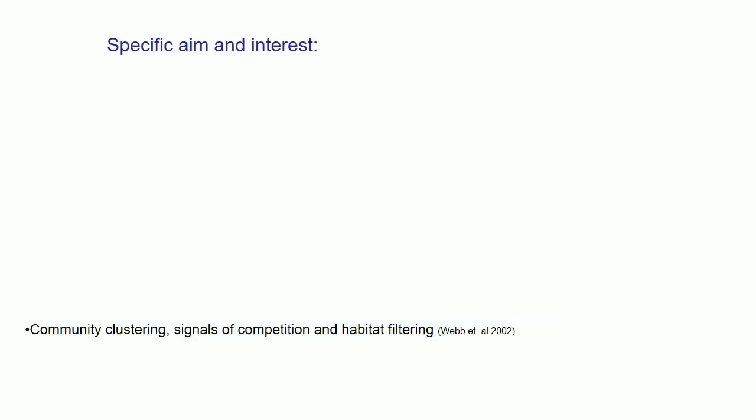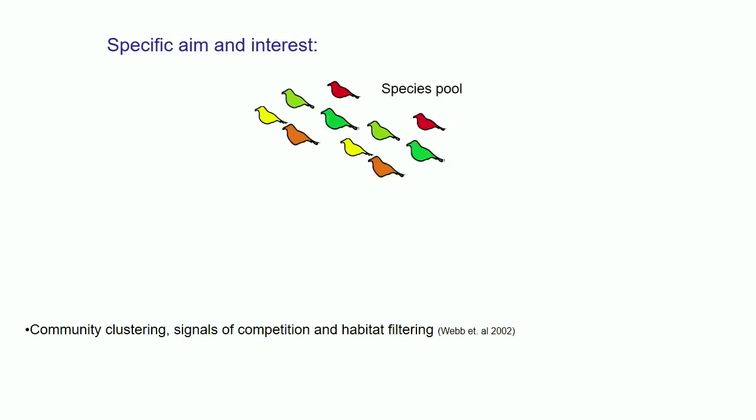So, community ecology inference techniques. One common inference technique is based on inferring habitat filtering and competition from community clustering, and that was introduced by Webb. This technique assumes a regional species pool of species with different niches, maybe different traits, and that species pool is then assembled into local communities.